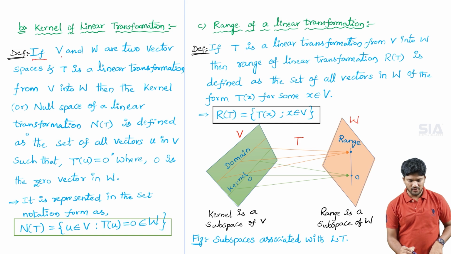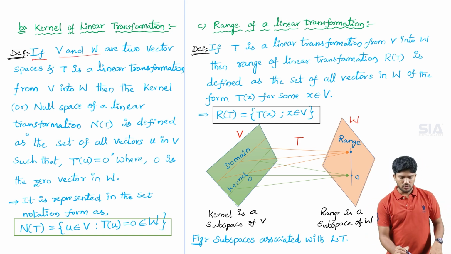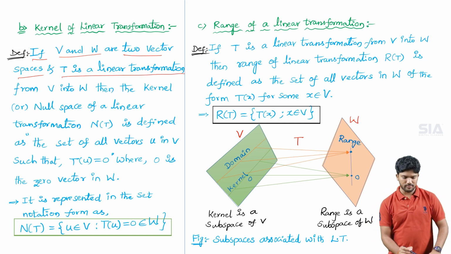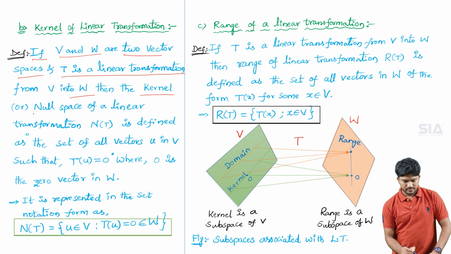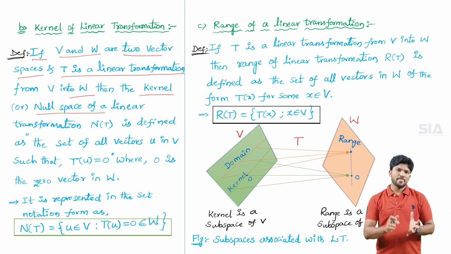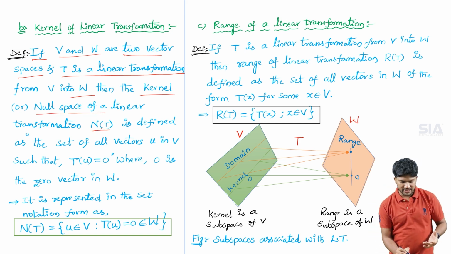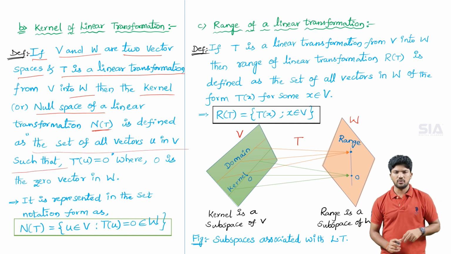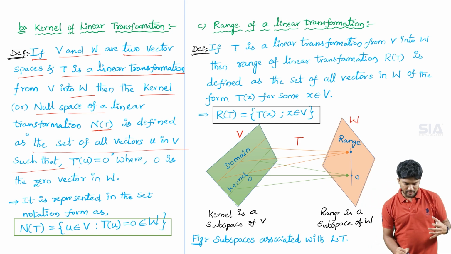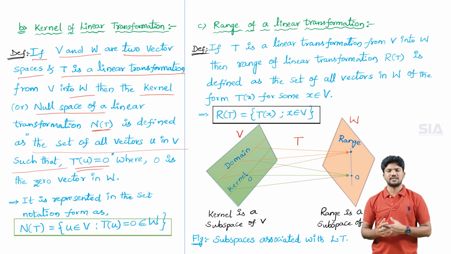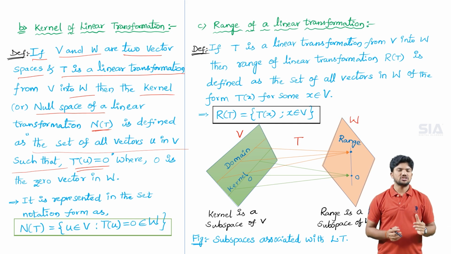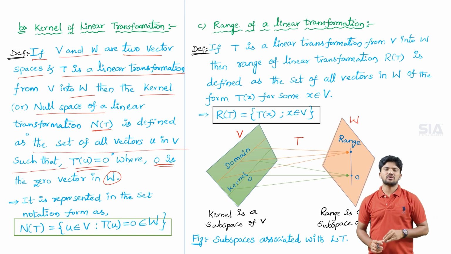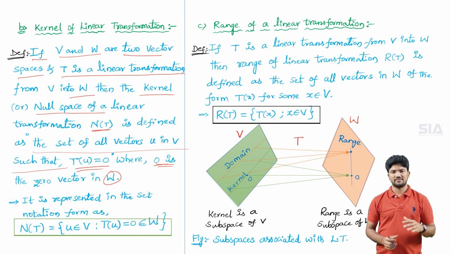First of all, if capital V and W are two vector spaces and capital T is a linear transformation from capital V into capital W, then the kernel or null space of a linear transformation, N of T, is defined as the set of all vectors small u in capital V such that the image of that vector, T of u, is equal to 0, where 0 is the zero vector in codomain W. So that is the definition of the kernel.